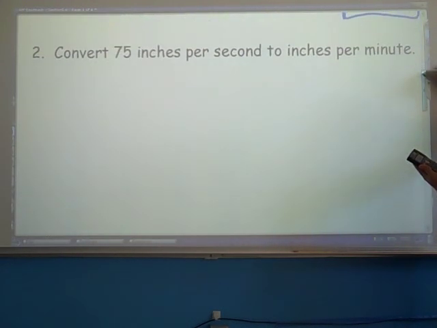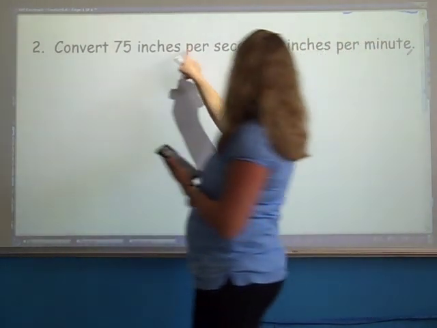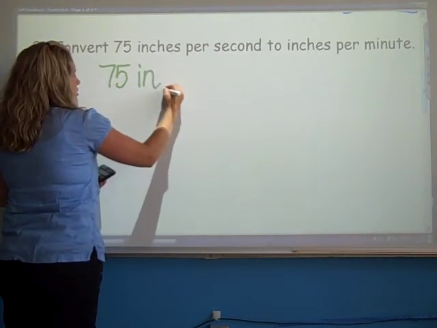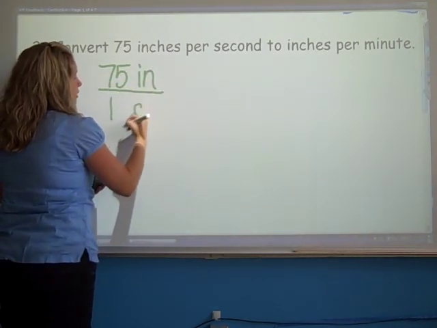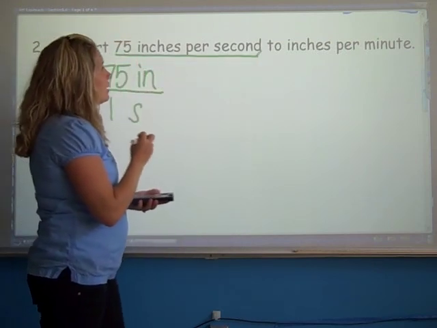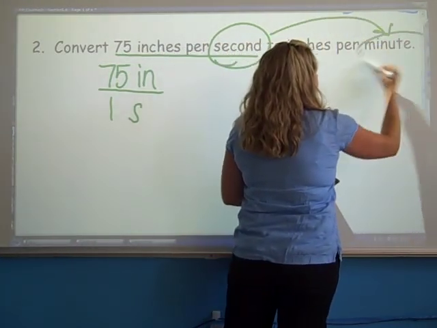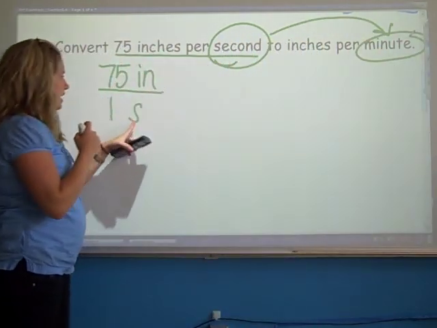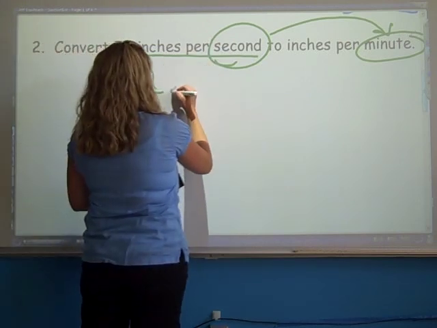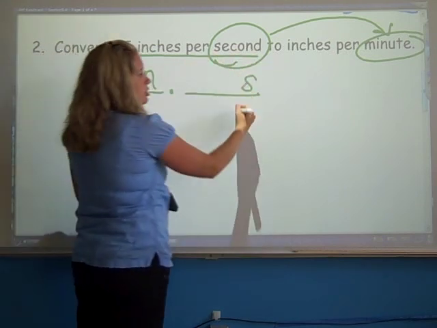Let's try another one. 75 inches per second. 75 inches per 1 second. That's what we're given. We want to change it to inches per minute. So instead of second, we're changing second to minute. To get rid of second, second's in the bottom denominator, so I need to put another second in the numerator to be able to cancel it out. And I want to change it to minute.